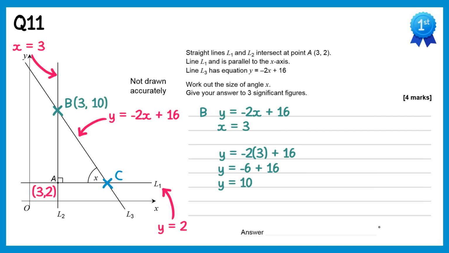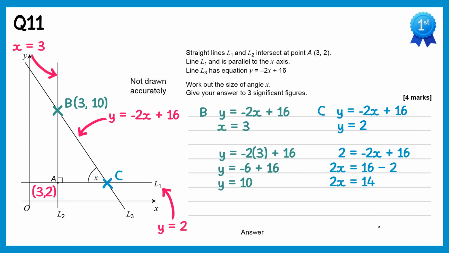We can do a similar thing with coordinate C, so C is where the line y equals negative 2x plus 16 intersects the line y equals 2. So if we substitute y equals 2, we get 2 equals negative 2x plus 16. If you add 2x to both sides and also take 2 from both sides, you'll get 2x equals 16 take 2, so 2x is 14, and then divide both sides by 2, and x will give you 7. So the coordinates of C are 7, 2.